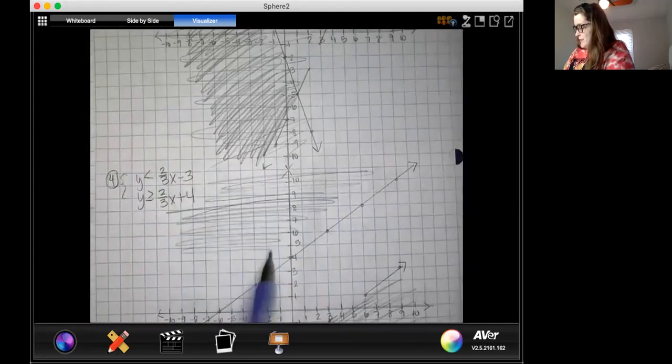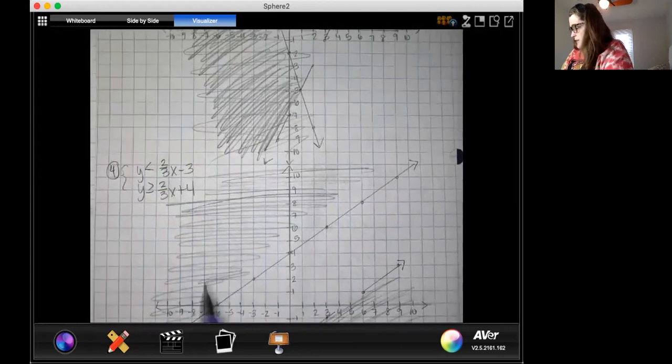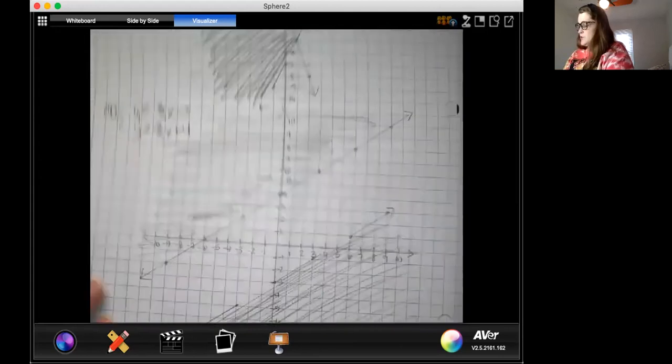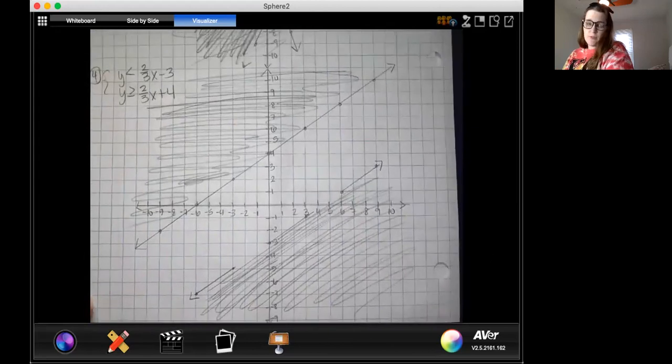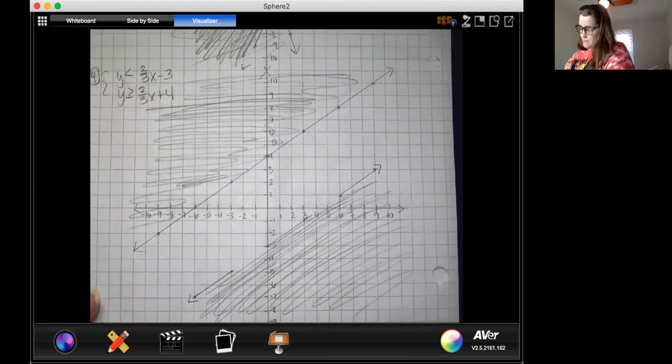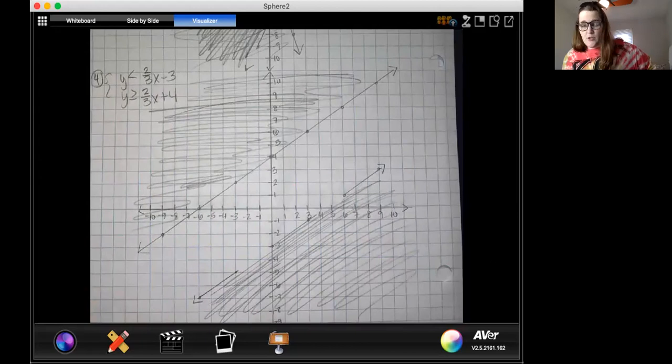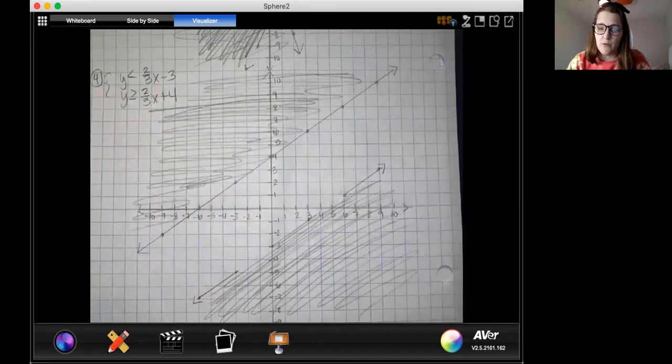Okay. So in this case scenario, because of shading, there is no overlapping. So this would be your final answer. This is a scenario where your parallel lines don't match and your shading doesn't connect. So this would be a no solution type of answer. There's no coordinate point that would work for both inequalities. So that would be how it looks for number 4.